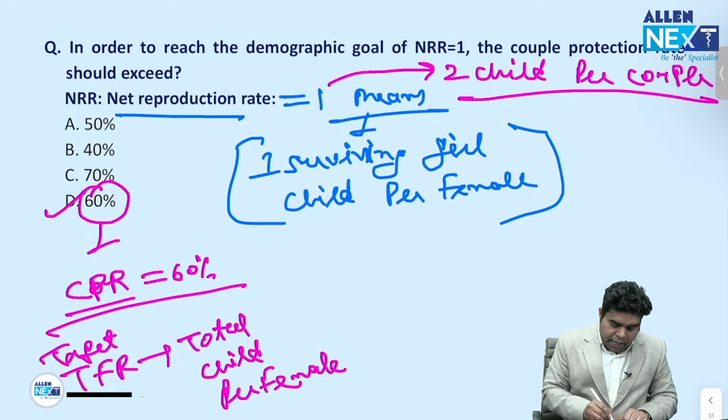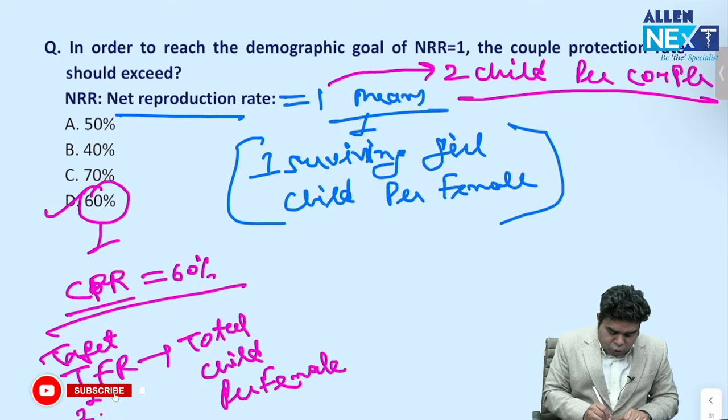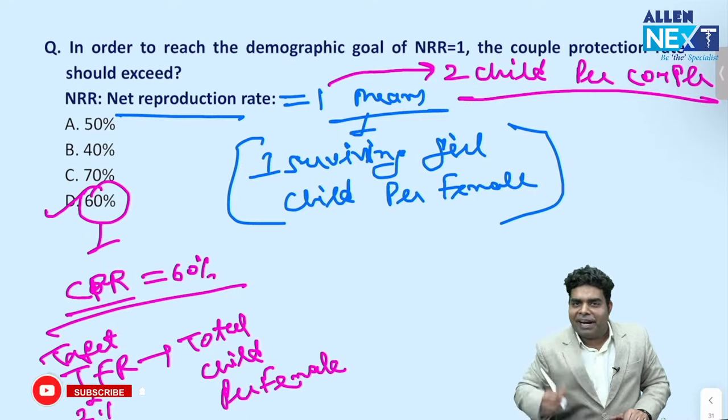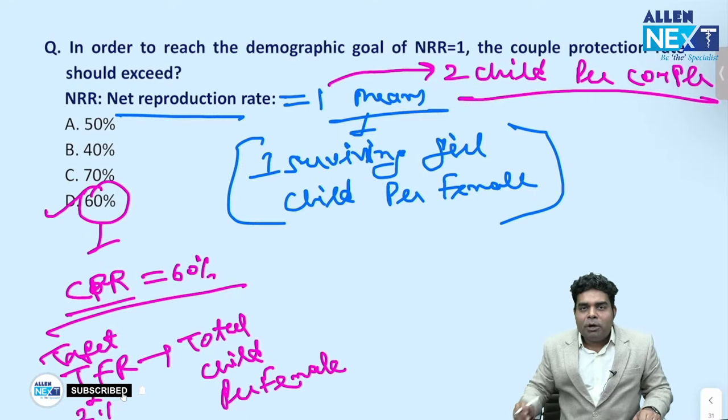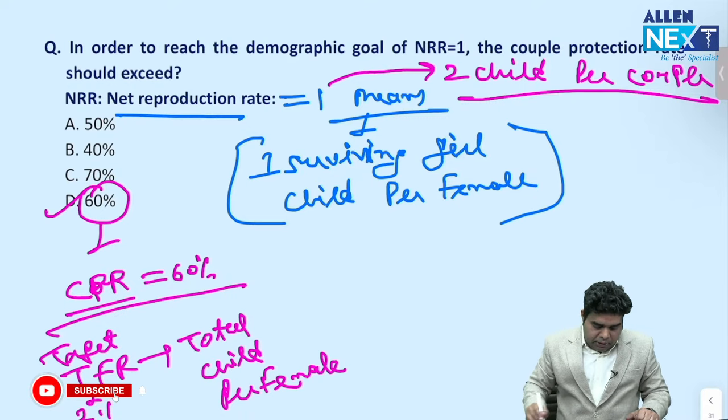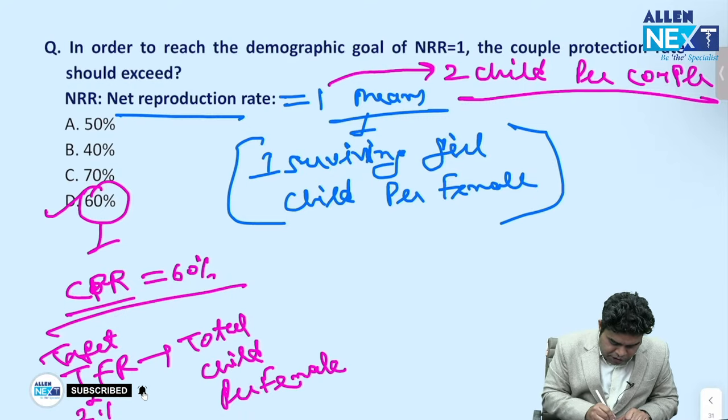Okay. And total child per female we want is 2.1. We want each mother to produce 2 and 0.1 children. Why 0.1? Because some children will die also. And finally, we will have 2 children per couple.